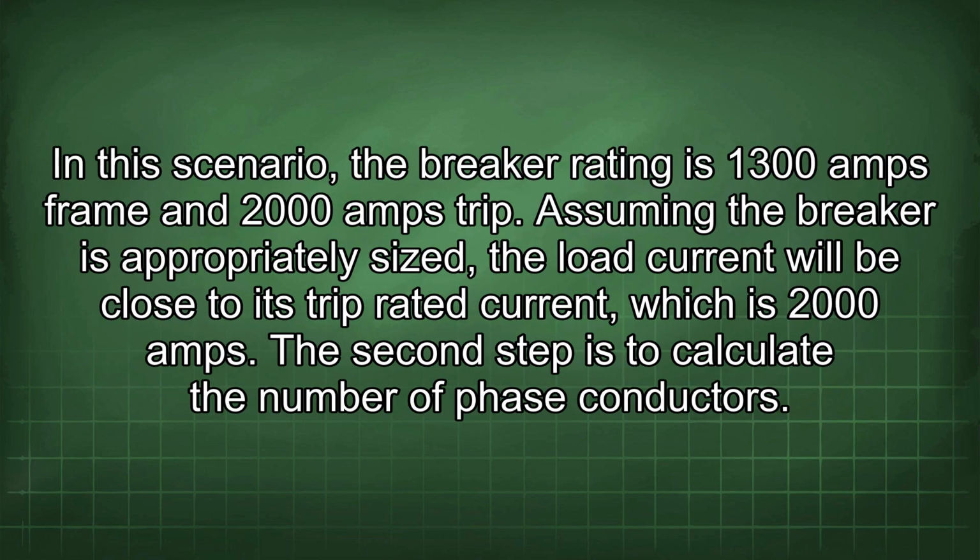In this scenario, the breaker rating is 1300 amps frame and 2000 amps trip. Assuming the breaker is appropriately sized, the load current will be close to its trip rated current, which is 2000 amps. The second step is to calculate the number of phase conductors.